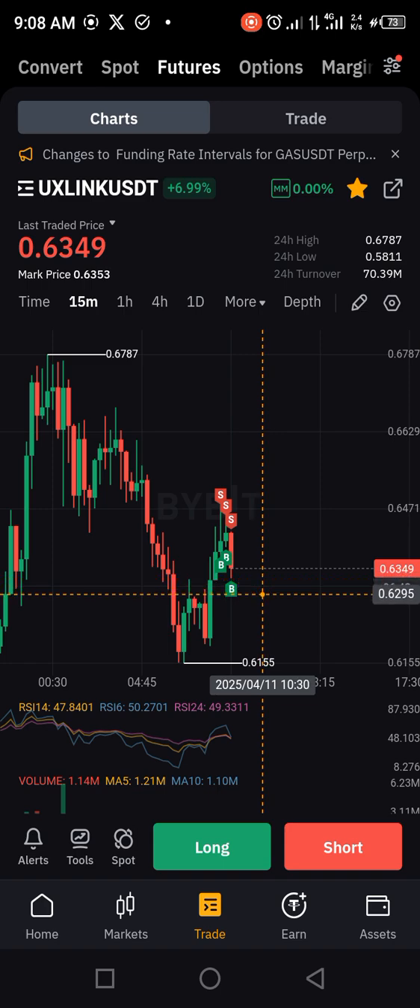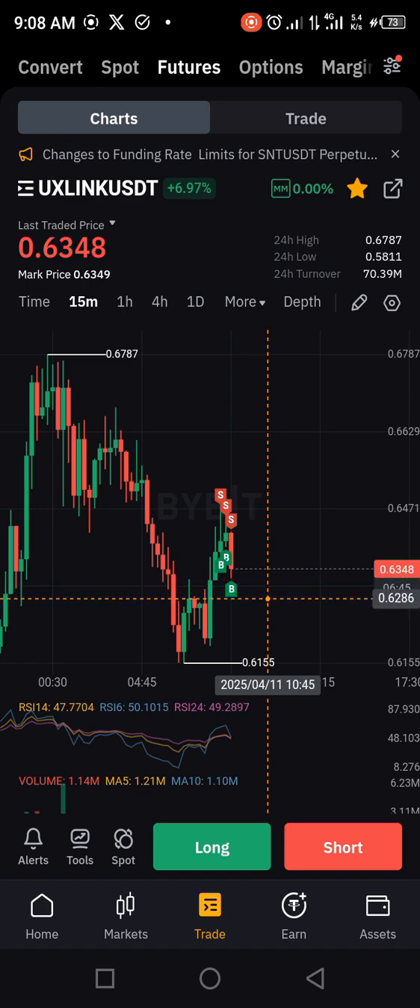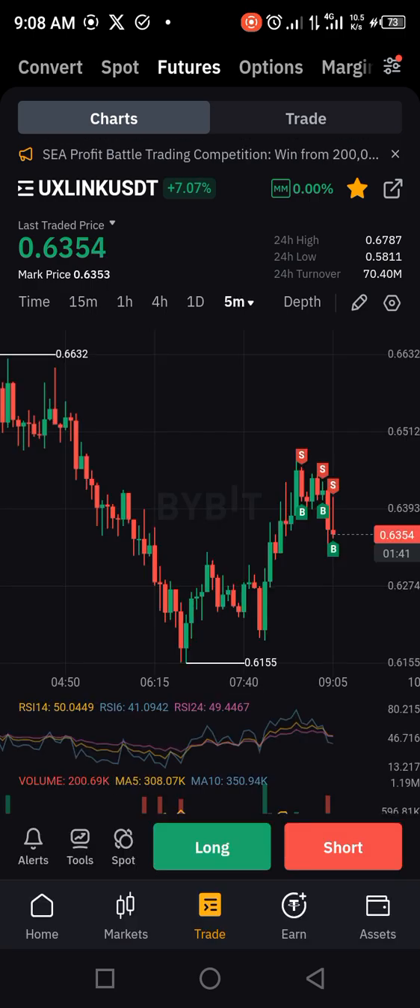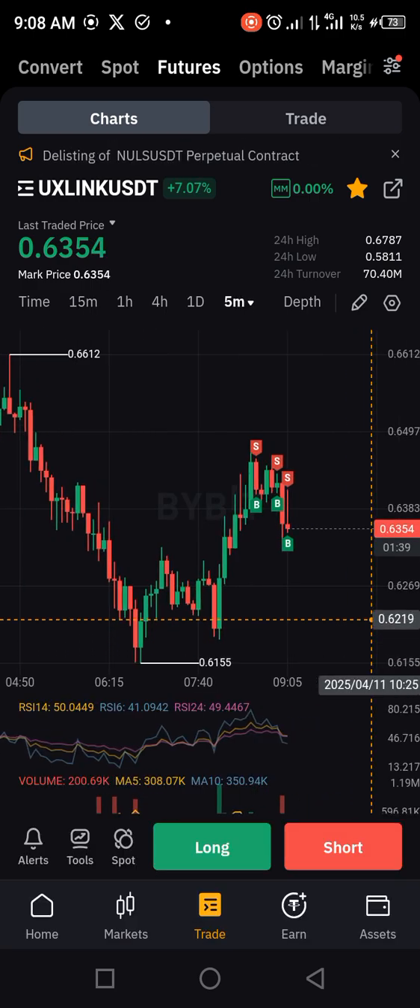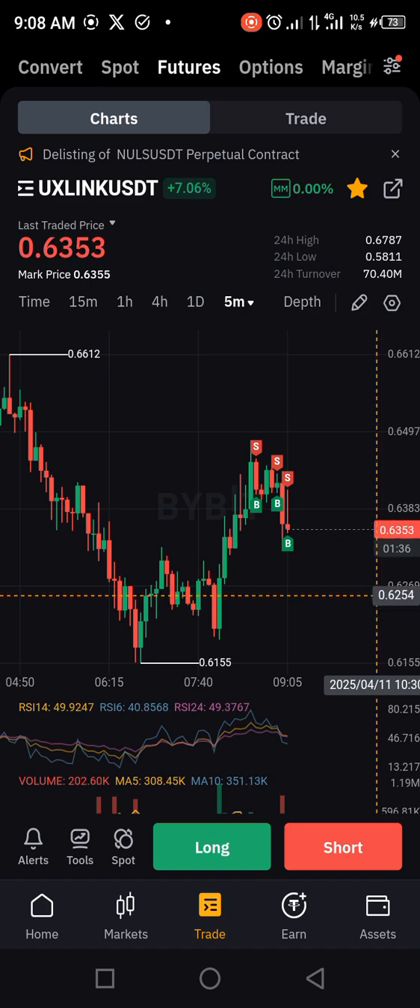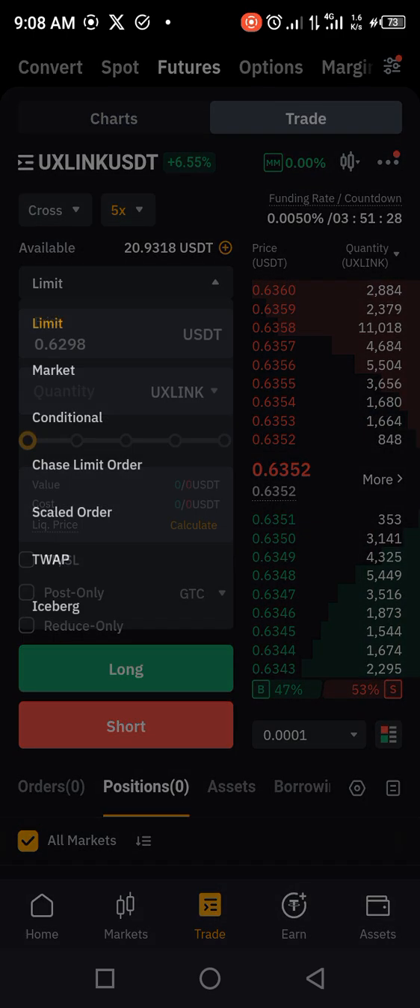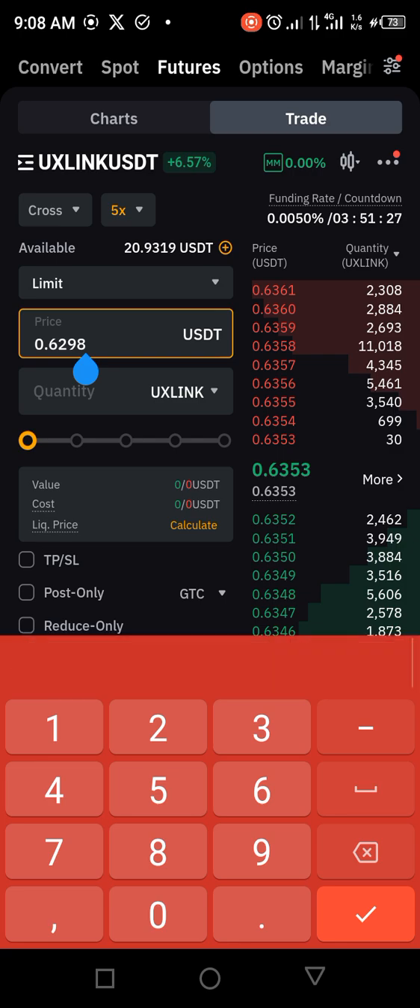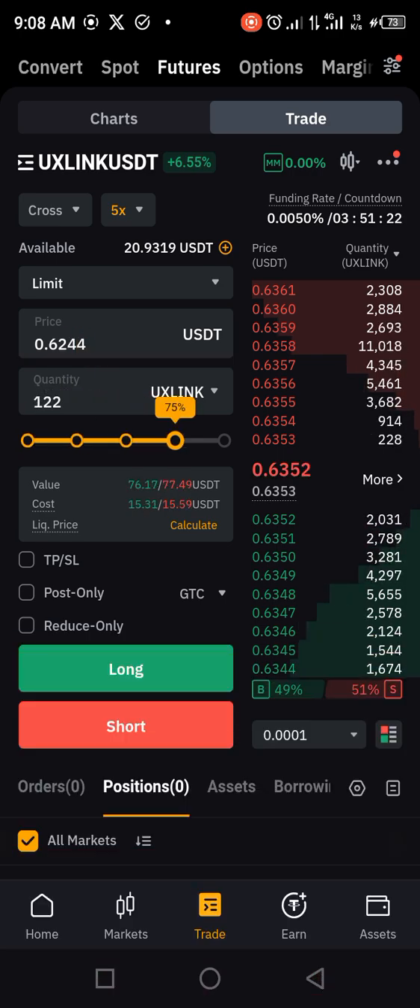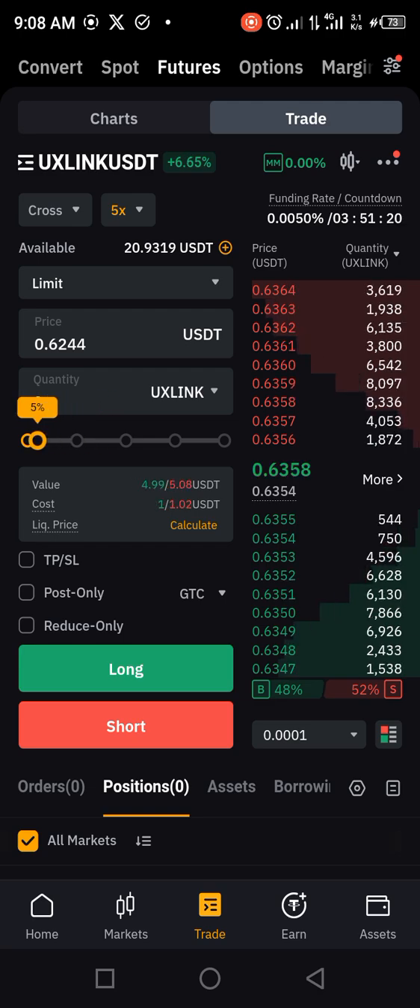Now you want to enter this trade when the price comes to, let's say, 0.62. Let's say you want to enter when the price comes to like 0.6254 or 0.6244. After you have clicked your limit, you set it 0.6244 and you are using just 5% of your capital. Right? Everything is set, limit order.